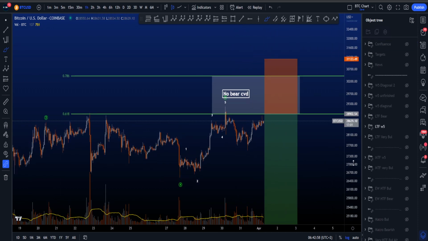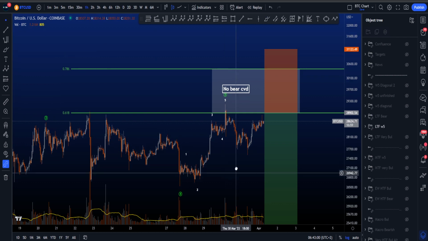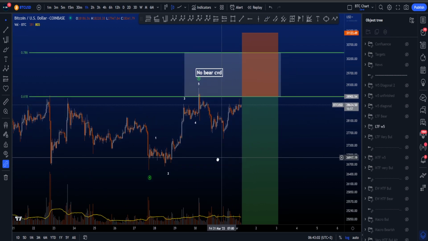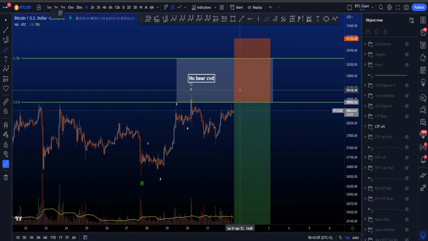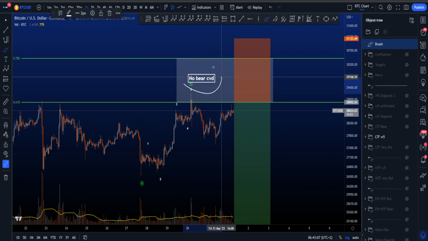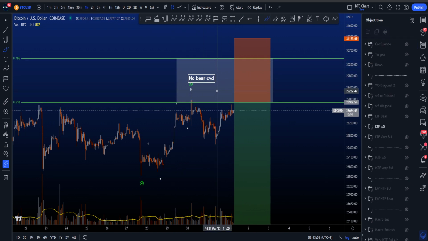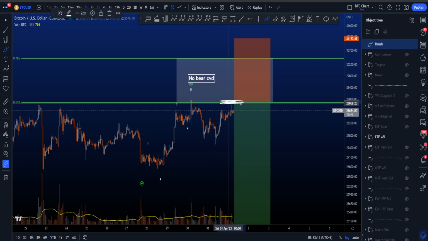Of course, make sure you have your own strategy, your own plan, your own entry requirements. But this is currently not my preferred scenario as well, because I want to see bearish CVD, I want to see absorption, I want to see big players absorbing the market buys of retail players.